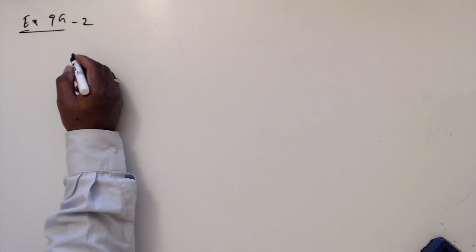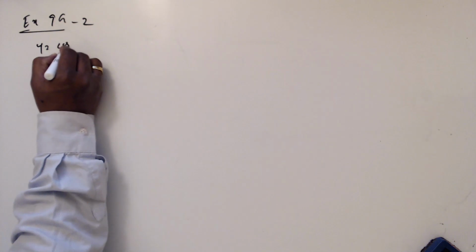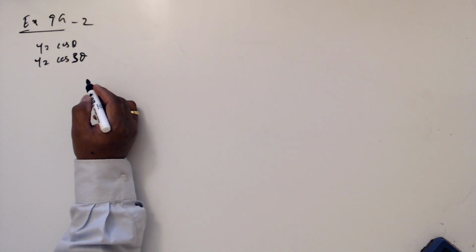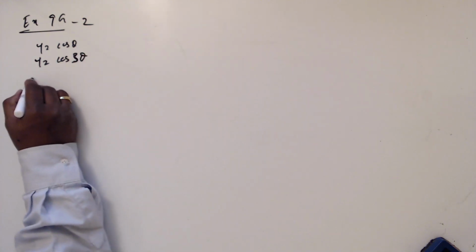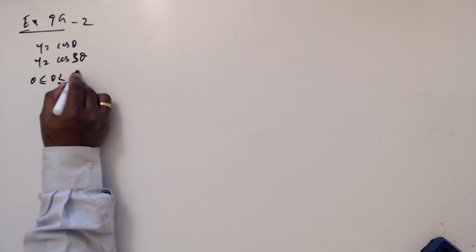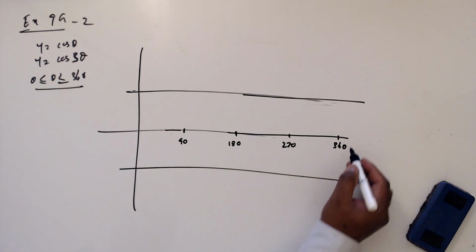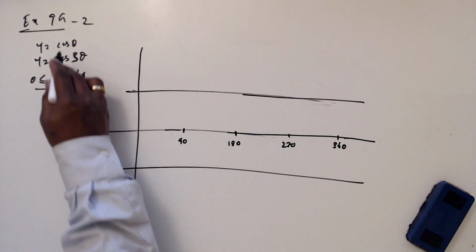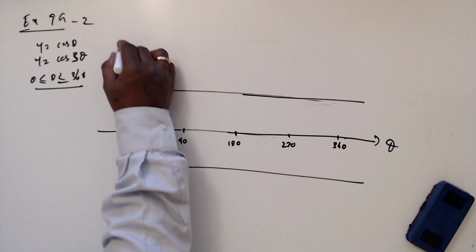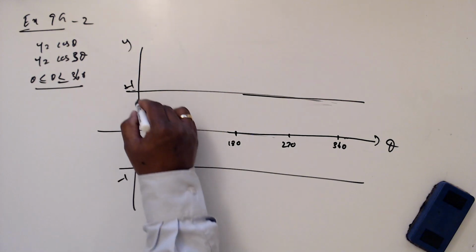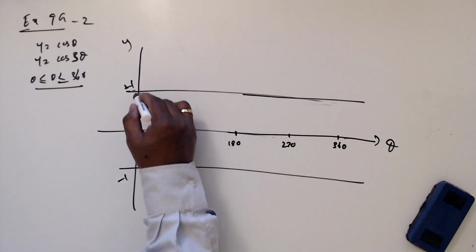Question number 2. We want to draw y equals cos theta and y equals cos 3 theta in the same graph, and the interval is given 0 to 360. There are no negatives, 0 to 360. We know that for cos theta, this is the theta axis, this is y, cos 0 is always 1, plus 1 and minus 1. Sine starts here, cos starts here.